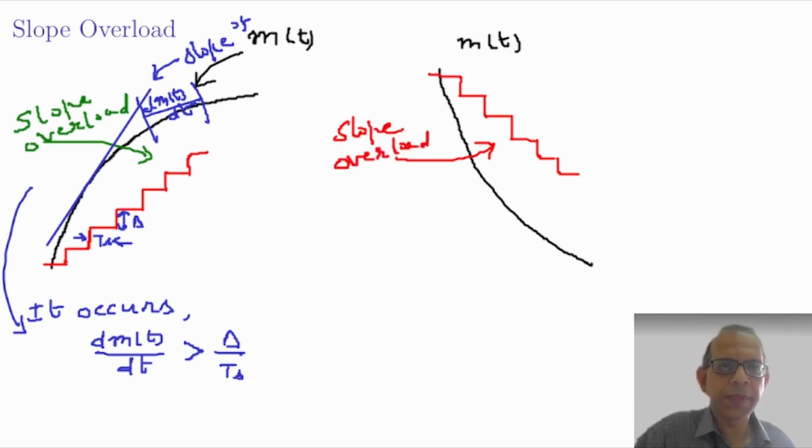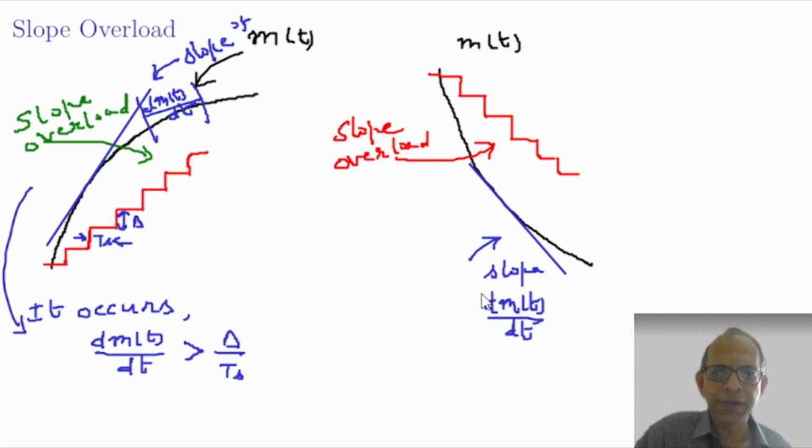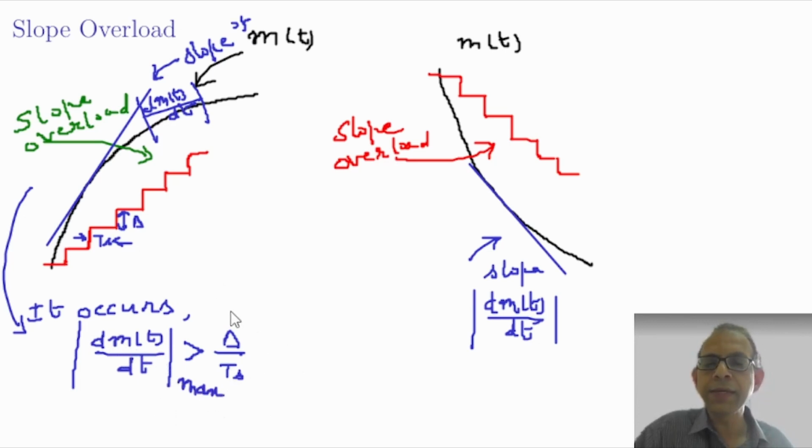The reason is the same. The reason is that here the slope of the message signal dm(t)/dt is larger than the slope of the staircase, and because the slope is negative here, we look at the magnitude of the slope, and this slope is still larger than delta by Ts, the slope of this staircase waveform. And therefore what we write here is that the slope overload distortion occurs whenever the maximum of the absolute value of dm(t)/dt is greater than the slope of the staircase function.